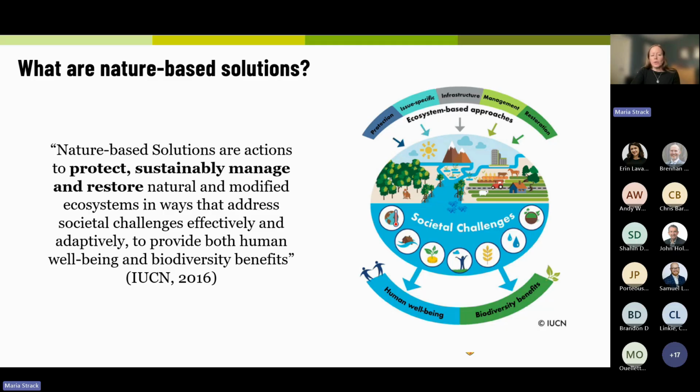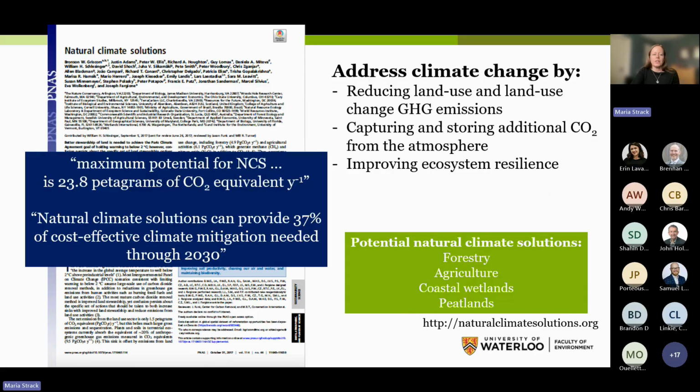And we can think about those in terms of climate change adaptation. So how can nature be used to help us avoid some of the impacts that climate change might have? So for example, wetlands along coastal areas to prevent the impacts of storm surges or flooding. But what I'm going to focus on today is natural climate solutions in terms of mitigation.